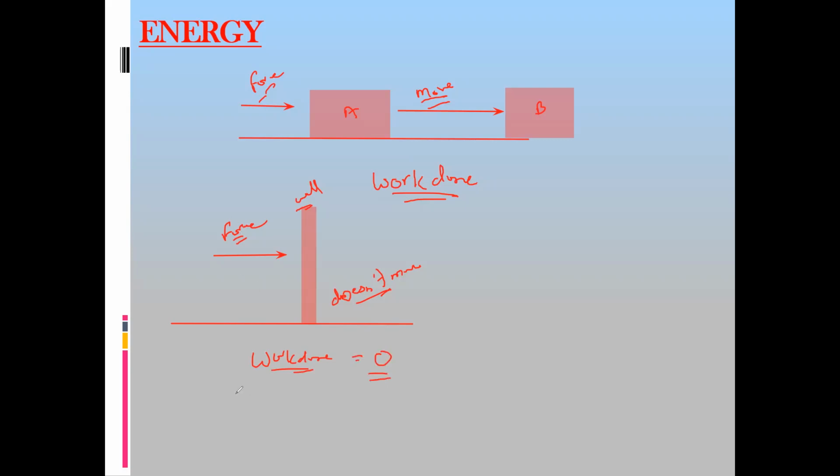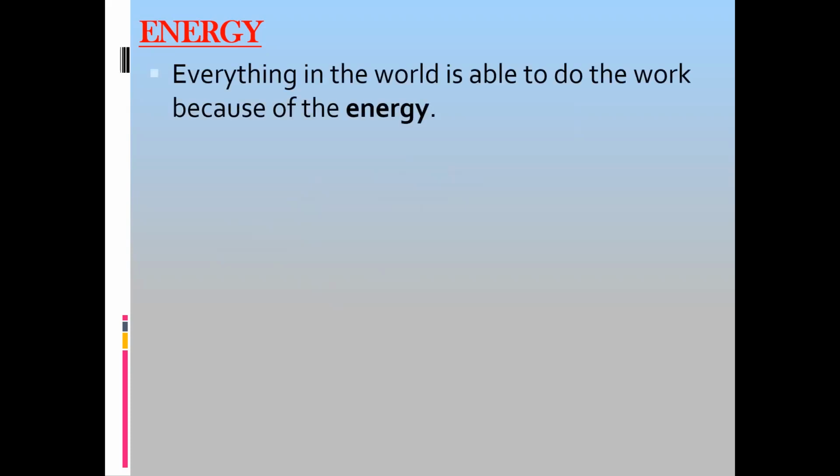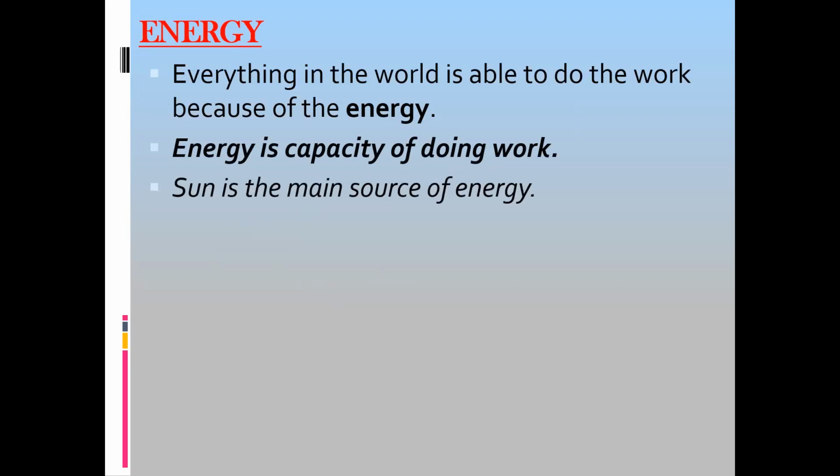So it means I have energy, but I don't have sufficient energy to do the work. Sometimes we have energy, but not sufficient energy to do the work. In this case, the work done is zero. So the simple definition of energy is the ability to do work. If we are able to do work, it means we have sufficient energy. If we are not able to do work, we don't have sufficient energy. Everything in the world is able to do work because of energy, and energy is basically a capacity of doing work, or the ability of doing work.